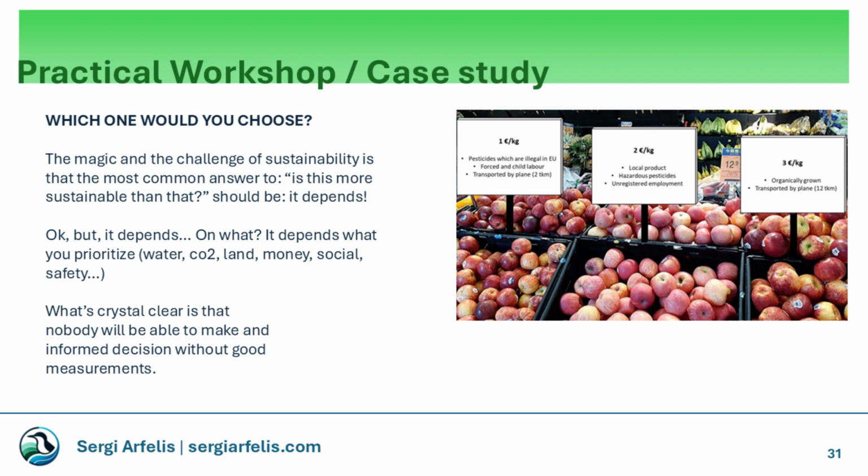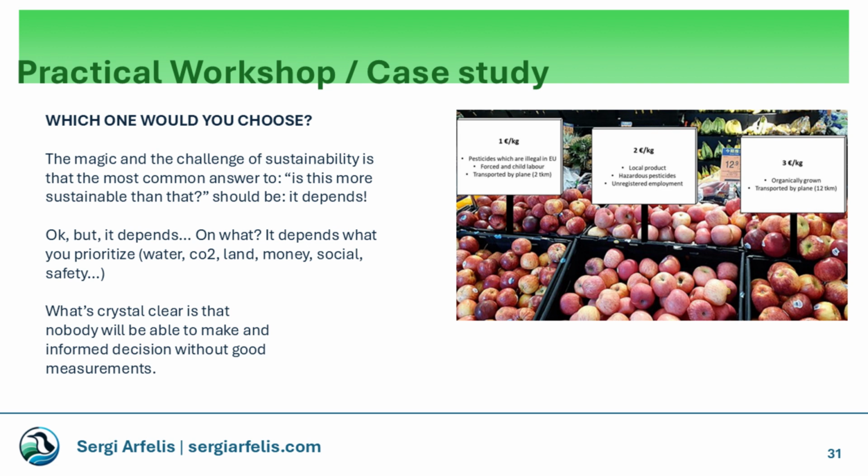Now, let's connect this to product carbon footprint. PCF is a powerful tool. It gives us a number, a measurement, that helps us compare products on climate impact. But can we say that the product with the lowest PCF is always the best choice? Clearly not, because sustainability is multidimensional. If we only look at carbon, we might miss water scarcity, biodiversity loss, or human rights abuses.